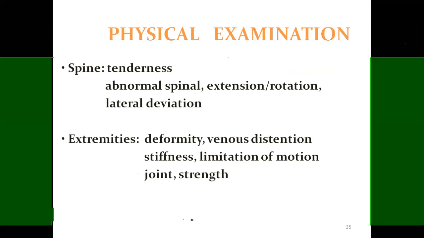For physical examination of the spine, you have to check tenderness of the spine, abnormal spine, extension of the spine, rotation of the spine, lateral deviation of the spine, so you can exclude some diseases from the spine area. And extremities, you have to see the deformity, distended veins, stiffness of your extremities, and then limitation of motion, joints, and then strength. All this information should be recorded in a physical examination.